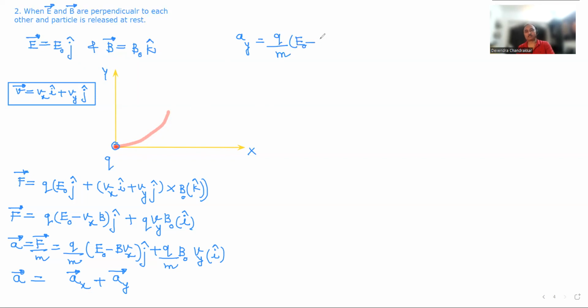Now the solving starts. Please don't copy it until you understand it, otherwise this is a waste of your time. AY is Q by M into E naught minus BVX. And AX is Q B naught by M into VY. I hope all of you understood this. Yes or no?